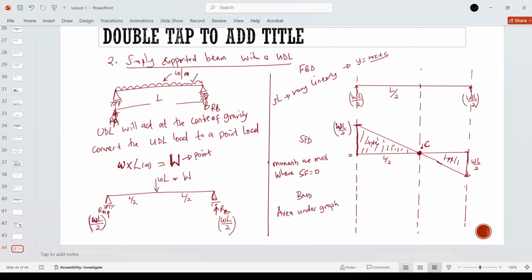Yeah, if your screen is not showing well, just unzoom. So we want to calculate the area under the graph. What is the area under the graph? Somebody to calculate the area under that graph, because that will give us the bending moment at this point. That will be the maximum bending moment.